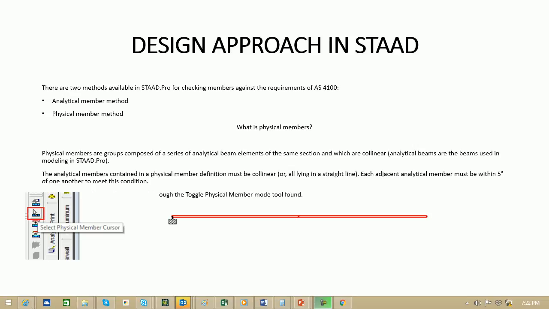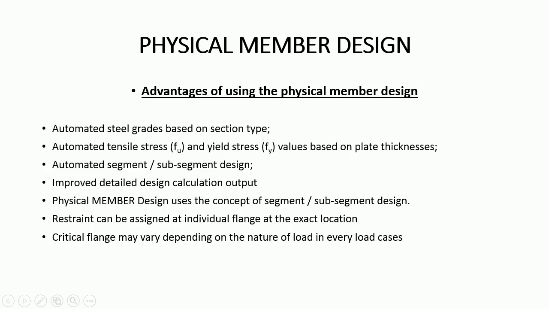Now, there are several uses or benefits of using the physical member, and its utilities are very much essential in the steel designer mode and also in the batch mode for the steel design per AS4100 code. Here we can see the several advantages of adopting the physical member design approach in STAAD.Pro. Some of the salient points have been listed here. The detailed approach of the physical member design will be explained with some hands-on examples very shortly.